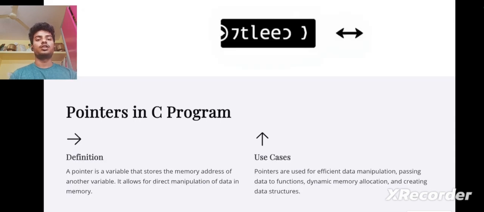Pointers in C program. Firstly, let us know what a pointer is. A pointer is a variable that stores the memory address of another variable. It allows for direct manipulation of data in memory. So a pointer is a variable or a data type that stores the address or the memory location of another variable. It helps in direct manipulation of memory location. Use cases. Pointers are used for efficient data manipulation, passing data to functions, dynamic memory allocation, and creating data structures.